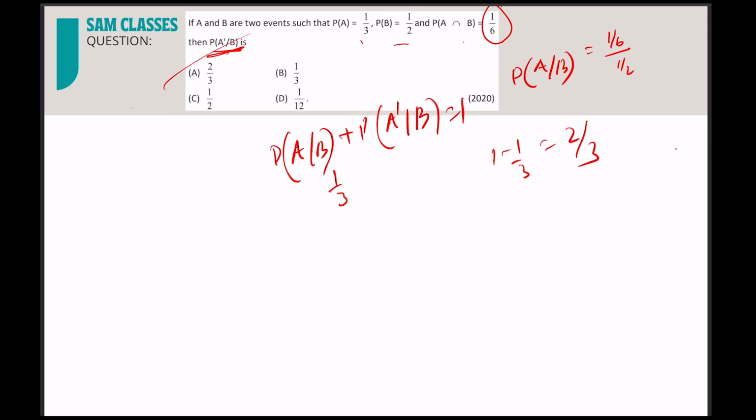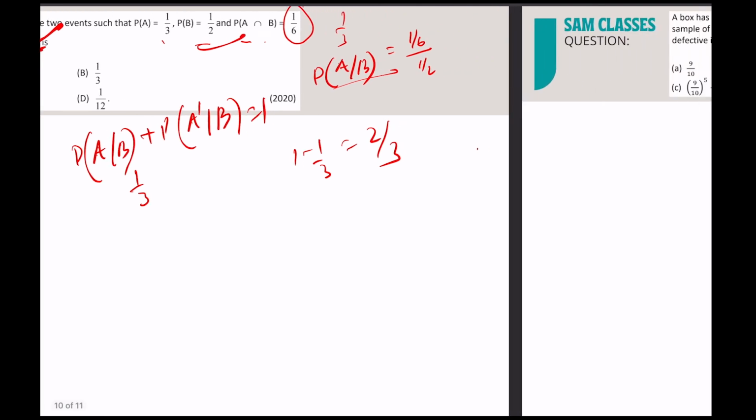So I don't have to do all this writing. Directly I'll solve. Probability of A intersection B divided by probability of B, so I'll get 1 by 3. So 1 minus 1 by 3 is 2 by 3 directly. I don't have to write. See how easy it made everything. Otherwise you'd be finding this, that and all that.